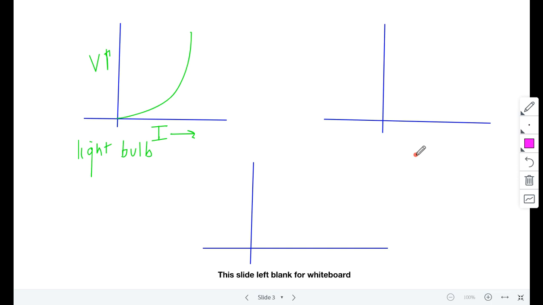And the next one is for a diode. So this is also a graph of V and I.